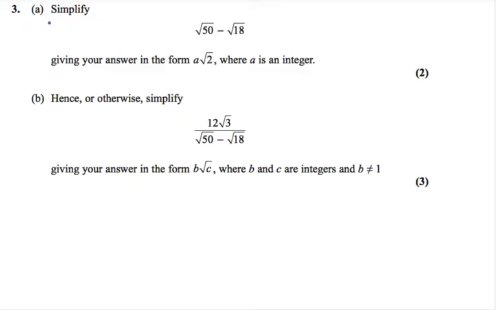Question 3. Part A asks us to simplify the square root of 50 minus root 18, giving your answer in the form a root 2, where a is an integer, being any whole number.